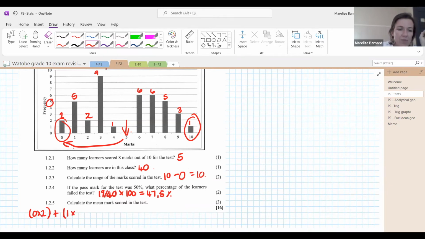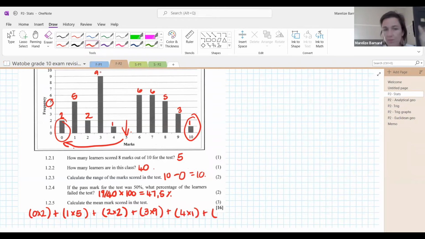Then there were 5 people who got 1. And then there were 2 people who got 2. And 9 people who got 3. So that's 3 times 9. There we go. And then 1 person got 4. And no people scored 5. 6 people got 6. Plus another 6 got 7.